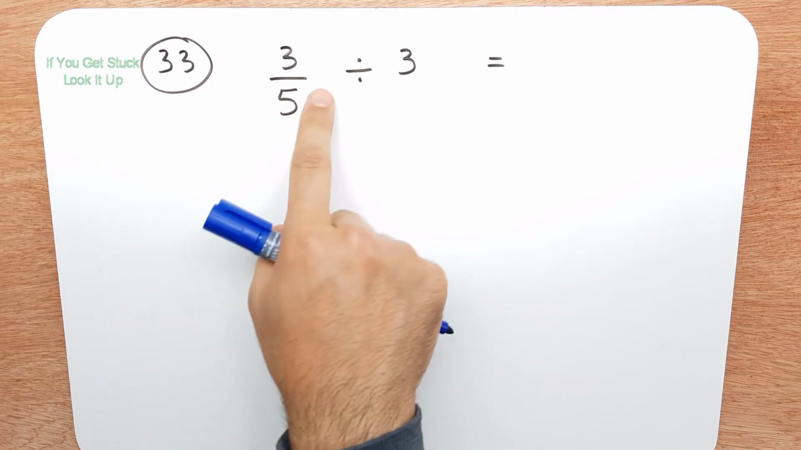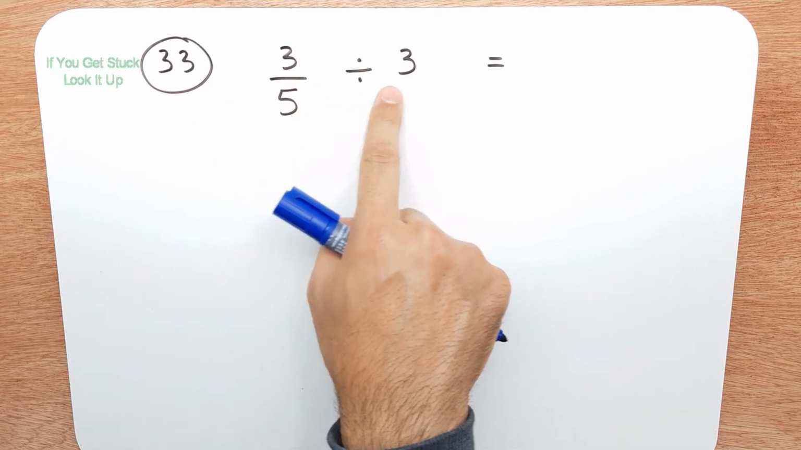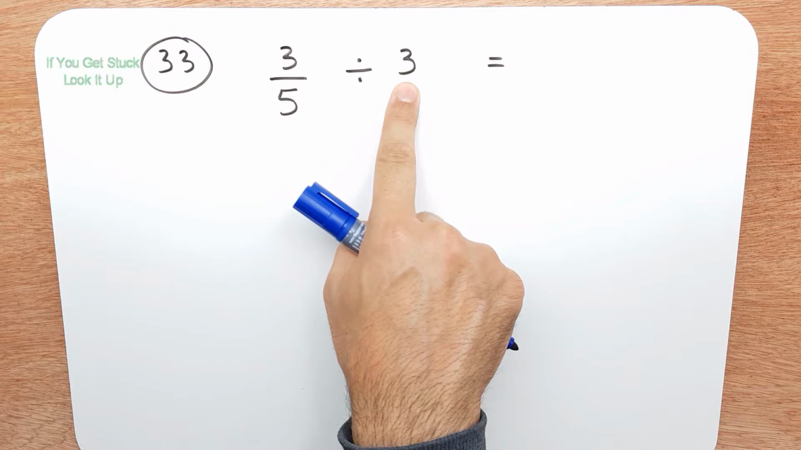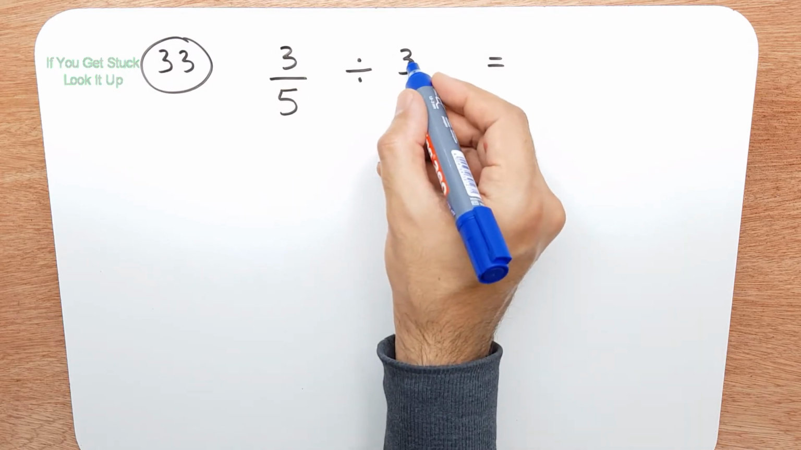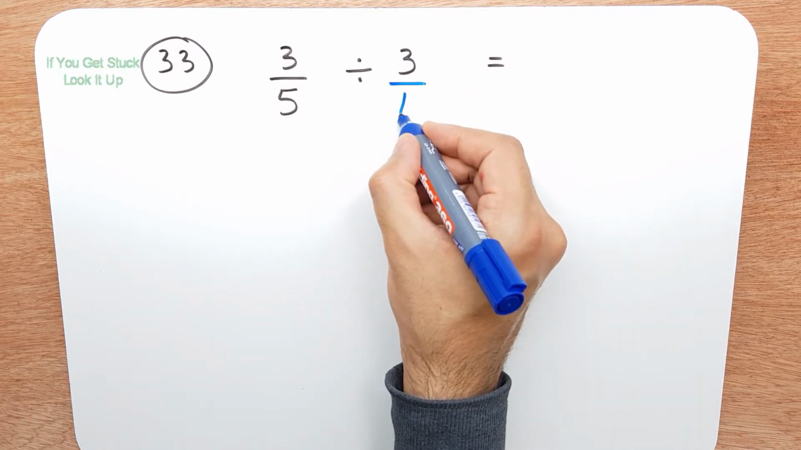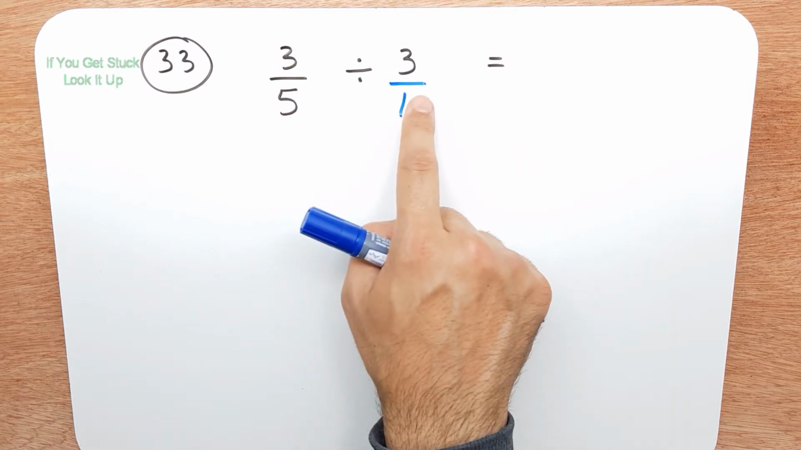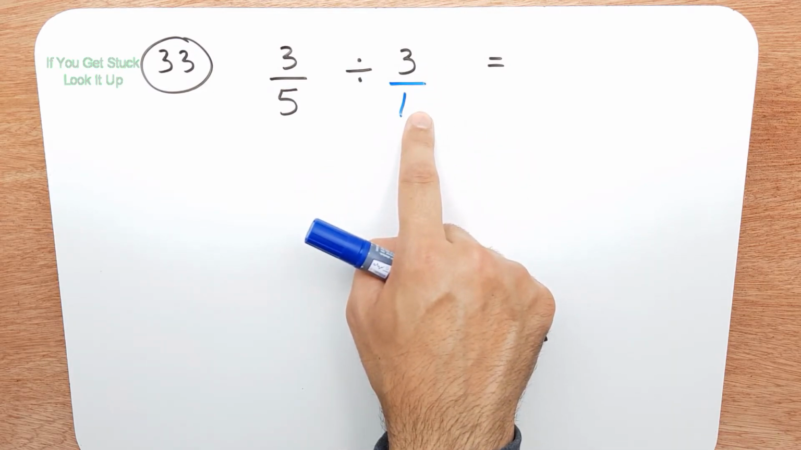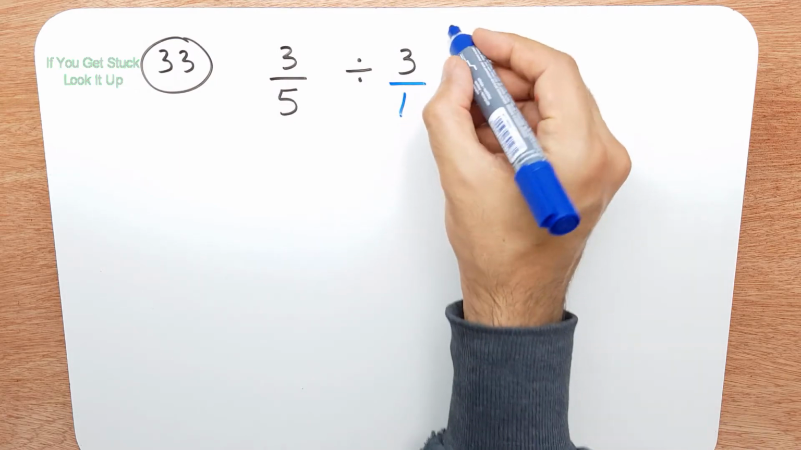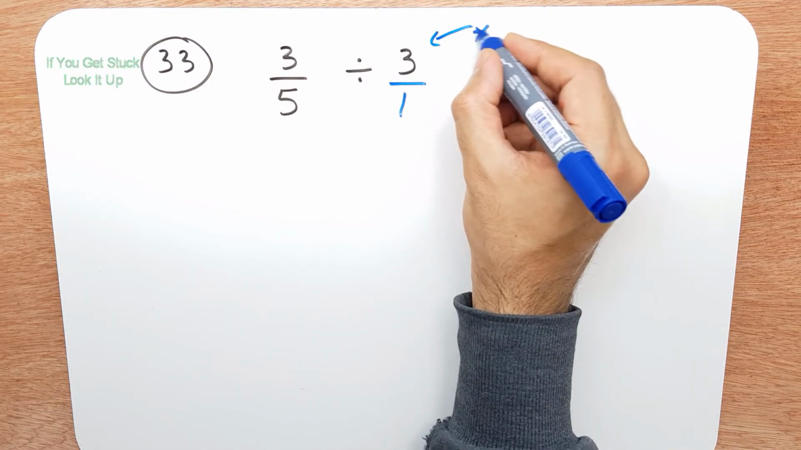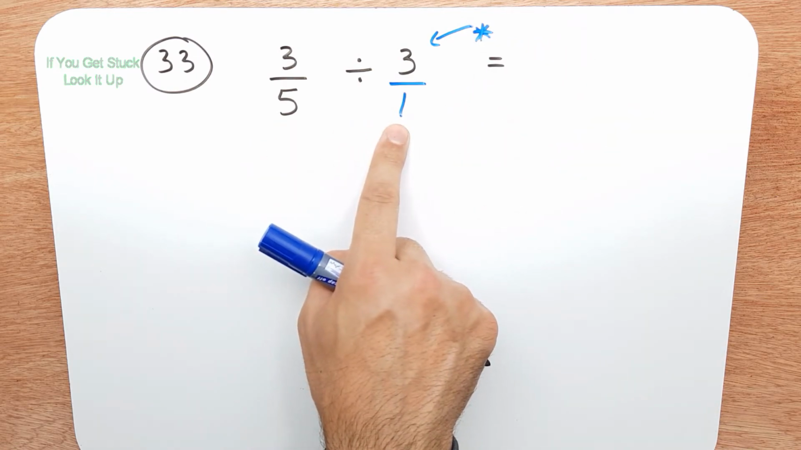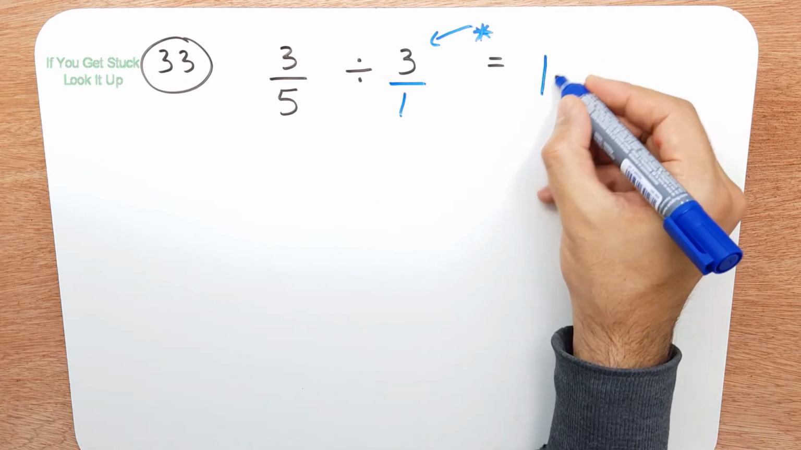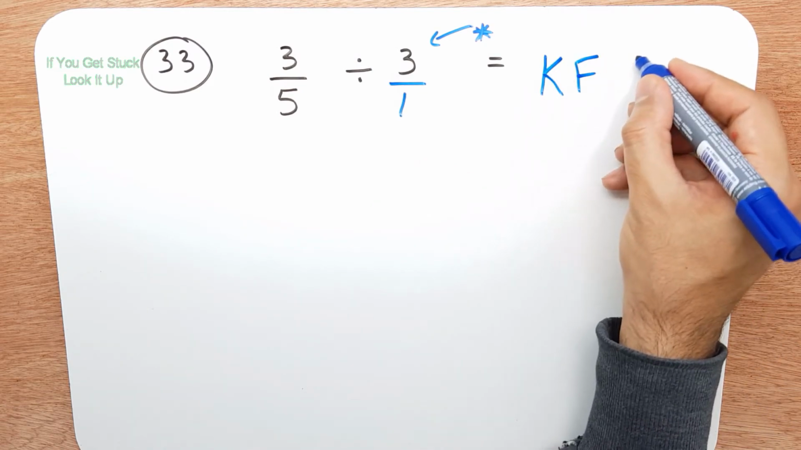Question 33 is 3/5 divided by 3. Now, this is a fraction and that is a whole number. What I like to do with this is divide this number by 1. So now what I've got is 3 divided by 1 is 3. I've not changed anything, so remember that. So now what I've got is 2 fractions, and all the students are taught keep, flip, change.